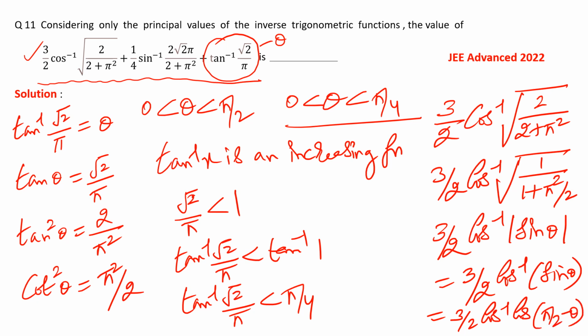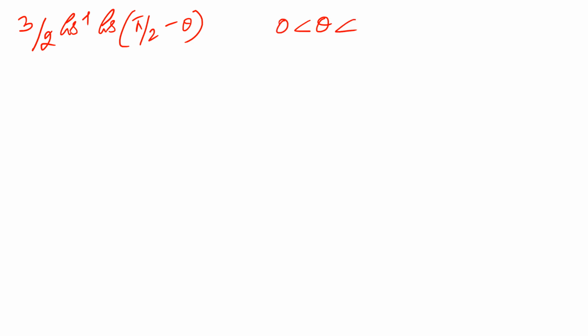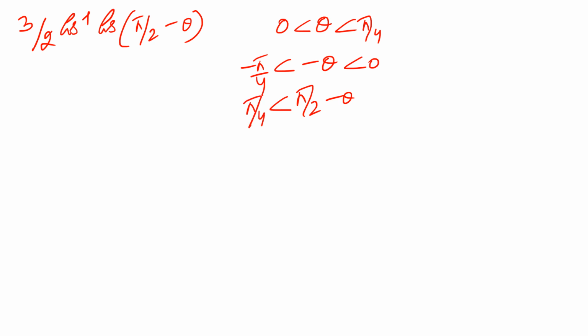Fine. Now students, we move further. Now the expression for the first term becomes 3 upon 2 into cos inverse cos of pi by 2 minus theta. Now to get its value, we must know the range of pi by 2 minus theta. Since we know that theta lies in 0 to pi by 4, so I can say minus theta lies between minus pi by 4 to 0. If I add pi by 2 throughout, I will be getting pi by 2 minus theta greater than pi by 4 but less than pi by 2.